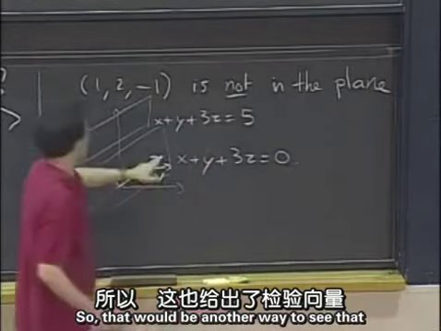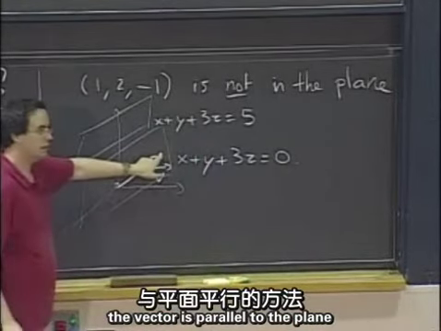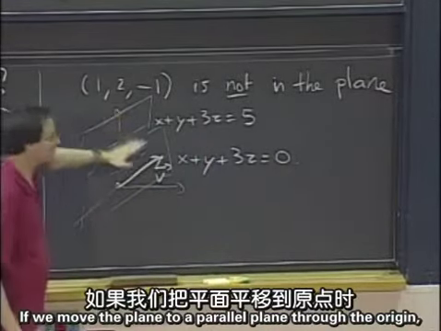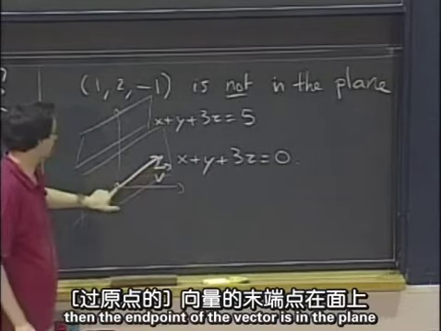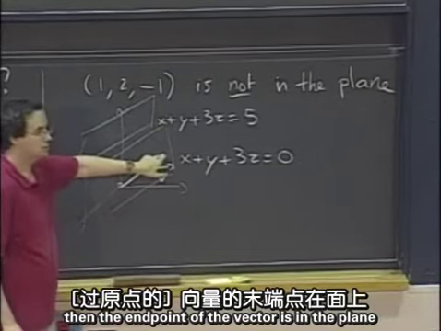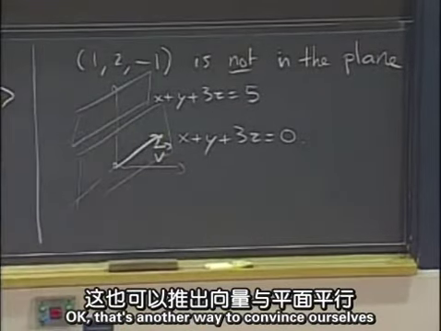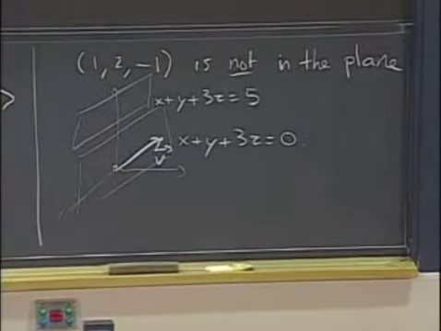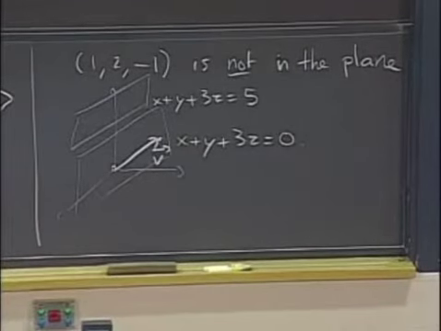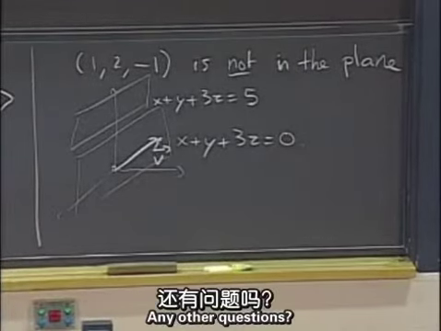So that would be another way to see that the vector is parallel to the plane. If we move the plane to a parallel plane through the origin, then the endpoint of the vector is in the plane. Okay, that's another way to convince yourselves. Any other questions?